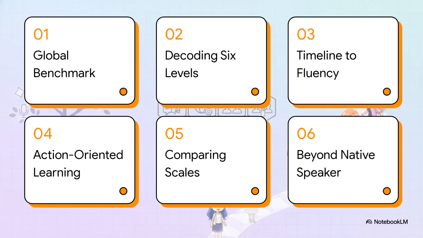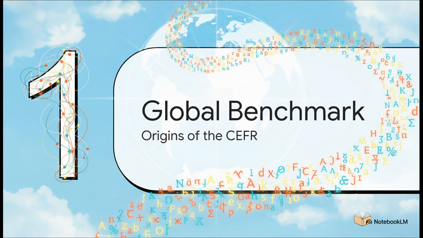Okay. Here's our roadmap for this explainer. We're going to cover the global language benchmark, decoding the 6 levels, the timeline to fluency, action-oriented language learning, comparing global proficiency scales, and finally moving beyond the native speaker. All right, let's dive right in.